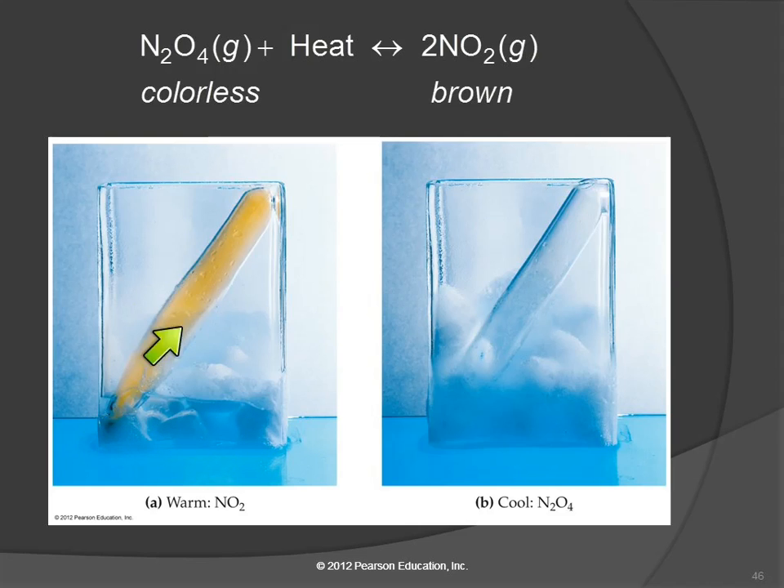Anyway, when it's warm, if we add heat to it, it causes the equilibrium to shift to the brown gas, and the whole tube, the gas turns brown. And if we take this and cool it down, it causes the equilibrium to shift to make more heat, and it causes it to be colorless. And so this tube, you can make it go back and forth, colorless, brown, just by changing the temperature.